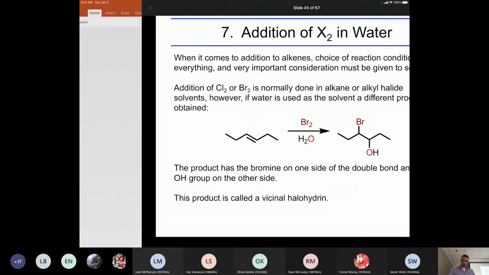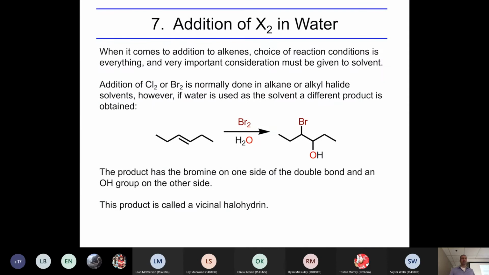The next reaction we're going to do is number 7, and number 7 is almost the same as number 6. Remember before when we did addition of Br2, we did addition of Br2 in a nonpolar solvent like hexane or dichloromethane. Those solvents are just sort of dummy solvents. They don't really do anything. They don't strongly solvate anything. They don't stabilize intermediates, anything like that.